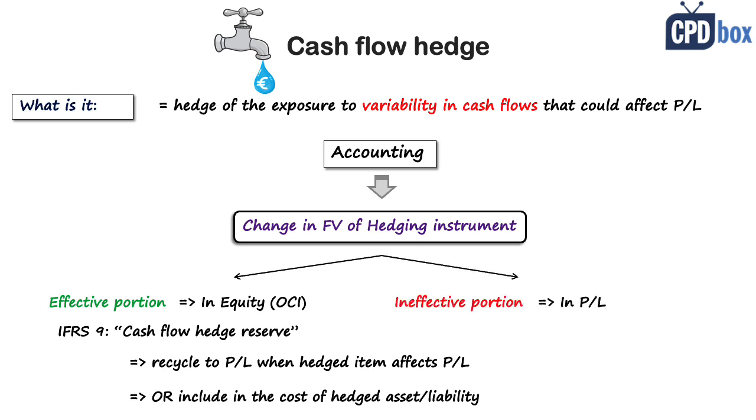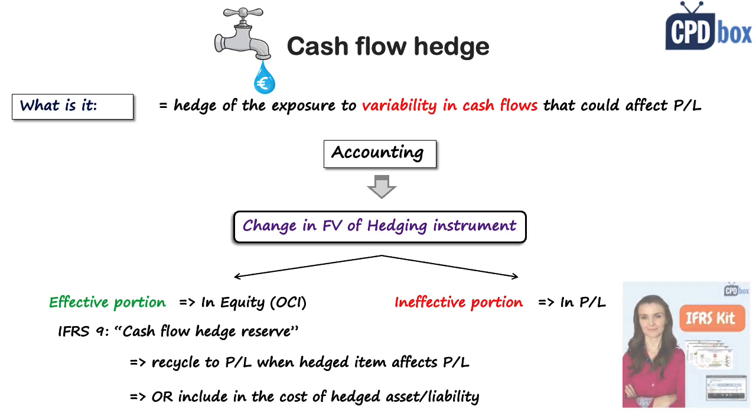And so you see here that normally you would recognize the full fair value gain or loss on the derivative in profit or loss, but not when you apply hedge accounting. Now, I teach all about hedge effectiveness, splitting into effective and ineffective part in the IFRS kit, so maybe you'd like to check that out for more details. For now, let's stick with basics and see the example.